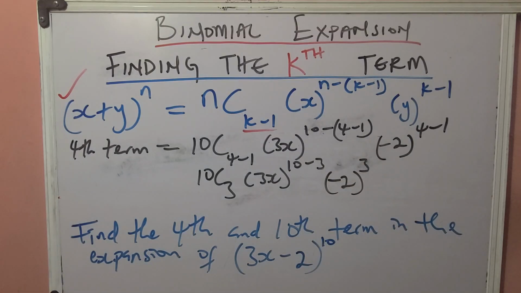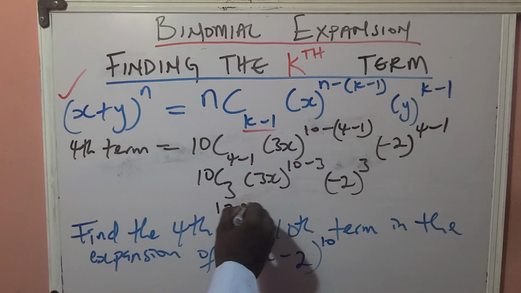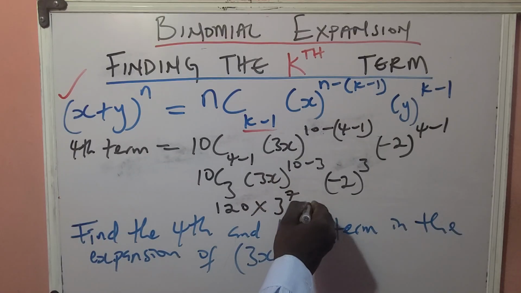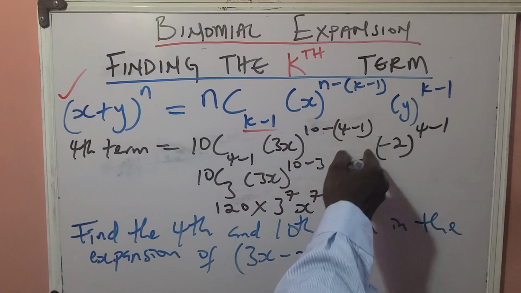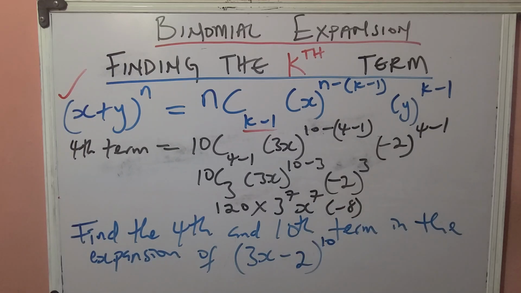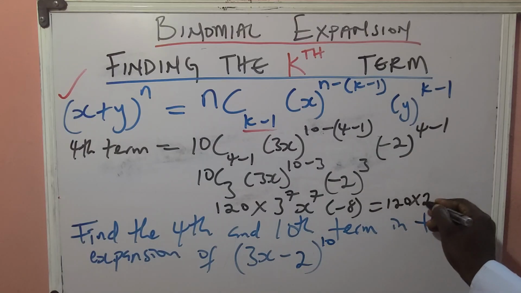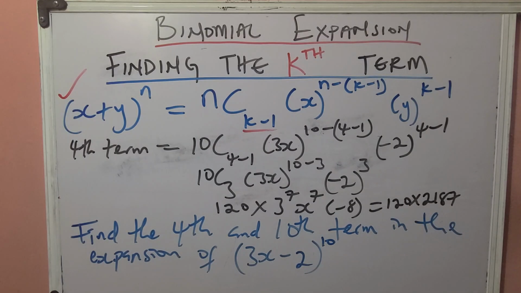10 combination 3 will give you 120. That'll be 120 times 3 raised to the power 7, then x raised to the power 7. Then minus 2 raised to the power 3 will be minus 8. If we solve for 3 raised to the power 7, that gives you a value of 2187. So we'll be having 120 times 2187 times minus 8, then x raised to the power 7.